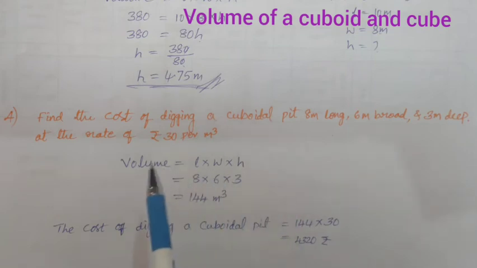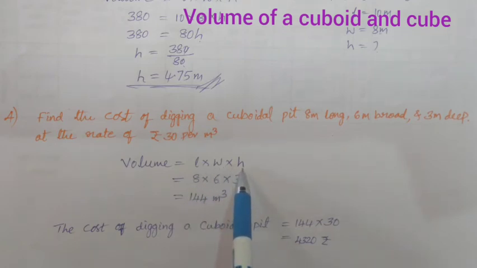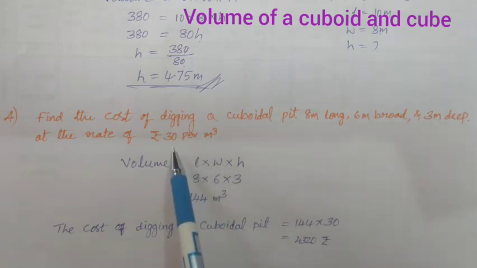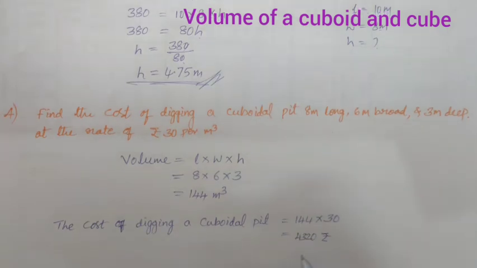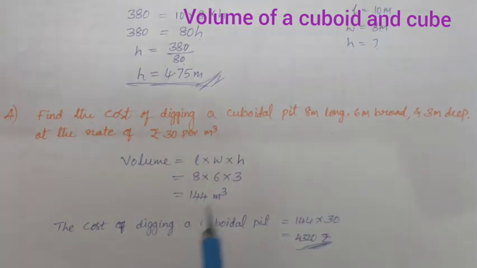First we have to find the volume. The formula is length into width into height. So 8 into 6 into 3, we get 144 meter cube. For 1 meter cube the cost is rupees 30. Therefore 144 meter cube means 144 into 30, we get 4320 rupees. In this way we can find the volume and also the cost of digging a cuboidal pit.